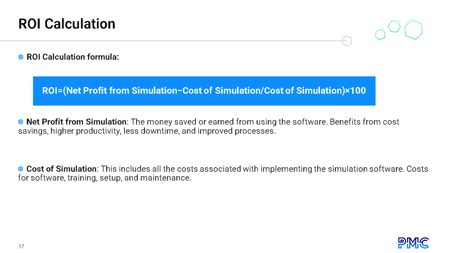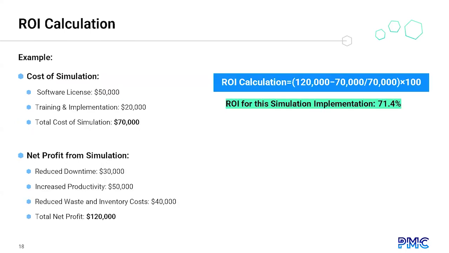So here we have an example. Let me just move one slide. Here we have a calculation with some numbers to make it clear. We have software license and training costs totaling $70,000. And we have net profits from the simulation. We have increased productivity, reduced downtime, so we have $30,000, $50,000, and reduced losses and inventory costs of $40,000. So we have a total of $120,000 in net profit. This is an example.